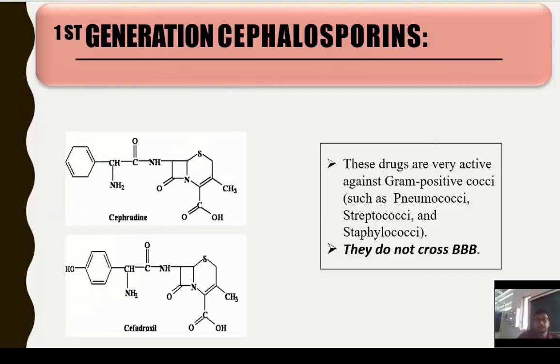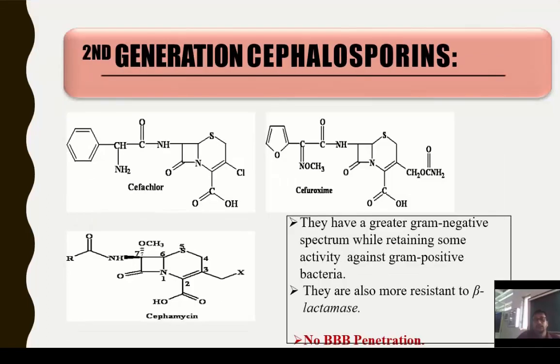Next we come to the structures. The first generation cephalosporin structures are given, and these drugs are very active against gram-positive cocci such as pneumococci and streptococci, and they do not cross the blood-brain barrier. Next, second generation structures are given. They have a greater gram-negative spectrum and are active against gram-positive bacteria. They are more resistant to beta-lactamase, with no blood-brain barrier penetration.